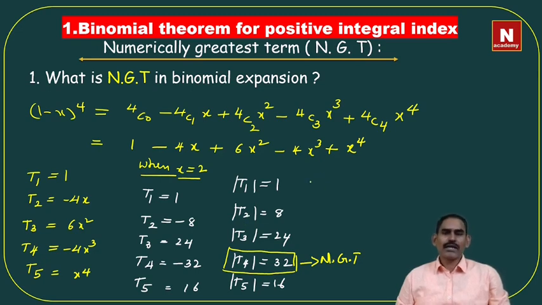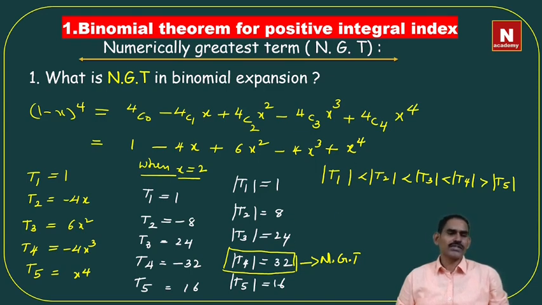And we can write the order of the absolute values. The order is that till T4 the values are increasing and then decreasing. Modulus of T1 is less than modulus of T2, which is less than modulus of T3, which is less than modulus of T4 and greater than modulus of T5. So this is the numerically greatest term in the binomial expansion. For this example, T4 is the numerically greatest term because here 32 is the greatest for the given value x equals 2.